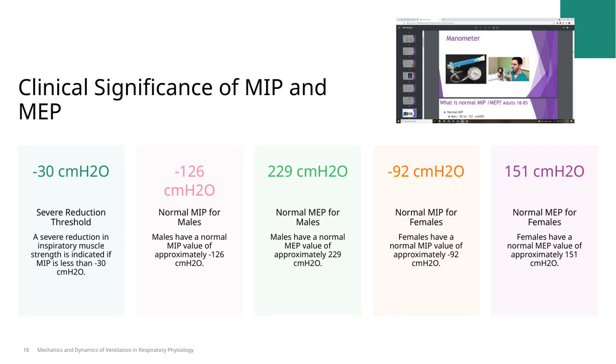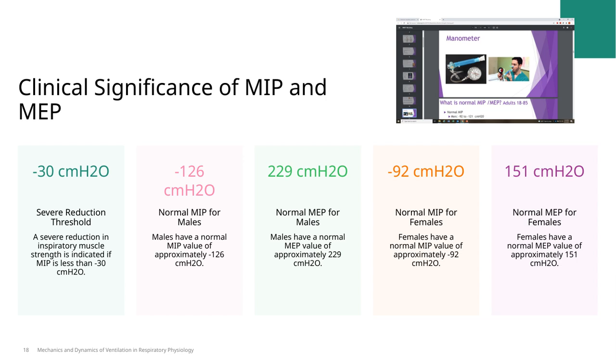Now, let's look at some key numbers that help us understand respiratory muscle strength. For females, the normal maximum expiratory pressure, or MEP, is approximately 151 centimeters of water. Similarly, their maximum inspiratory pressure, or MIP, is around -92 centimeters of water. On the other hand, males tend to have higher values, with a normal MEP of about 229 centimeters of water and a normal MIP of approximately -126 centimeters of water. These differences are important because they reflect the typical muscle strength in healthy individuals of each sex.